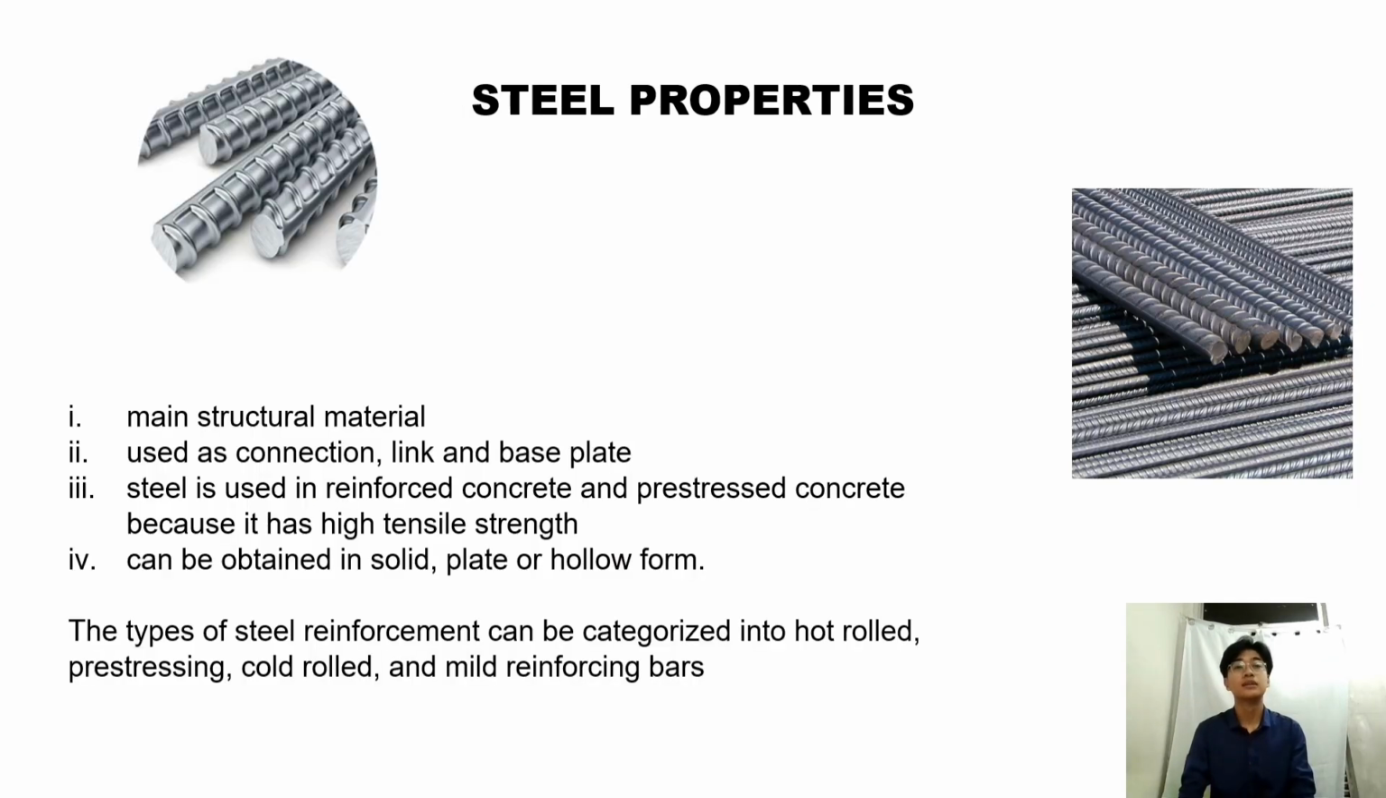Steel properties. Steel is a main construction material and is also used as a connection, link, and base plate. Since it has high tensile strength, steel is used in reinforced concrete and pre-stressed concrete. Steel can be obtained in solid, plate, or hollow form.